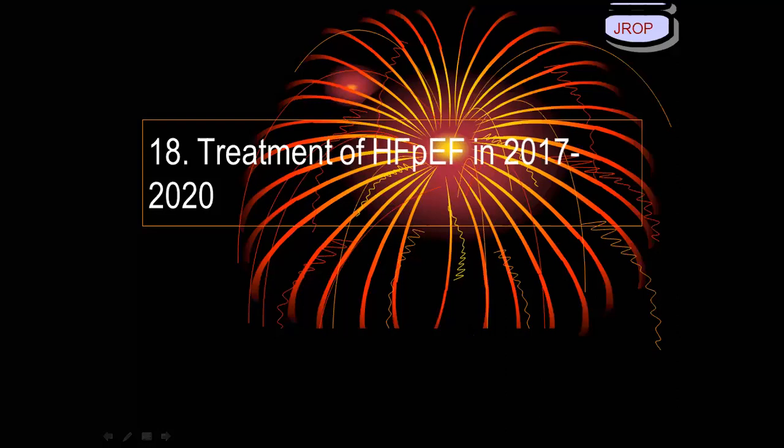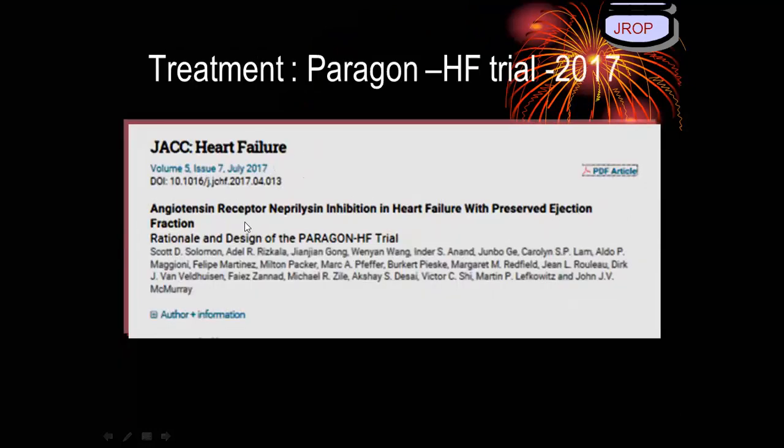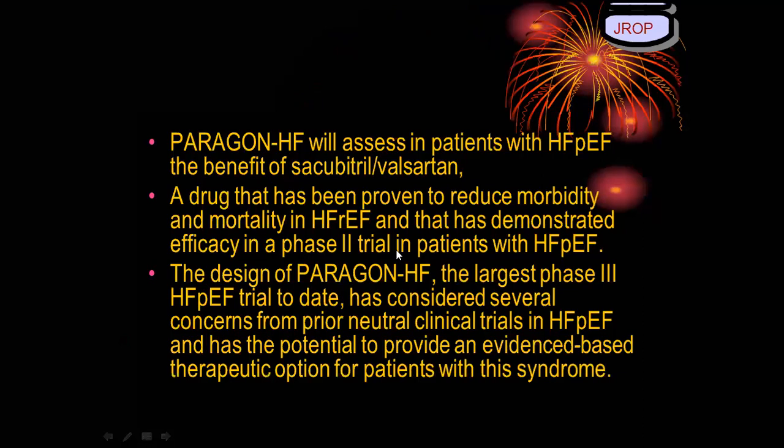What exactly is happening in the treatment of heart failure with preserved ejection fraction till 2020? So many trials have been there: CHARM-Preserved, PEP-CHF, I-PRESERVE, TOPCAT, PARAGON-HF, angiotensin neprilysin. This is one very important trial which is still going on, the PARAGON-HF trial. What this PARAGON-HF trial is trying to do is use this ARNI in cases of heart failure with preserved ejection fraction.